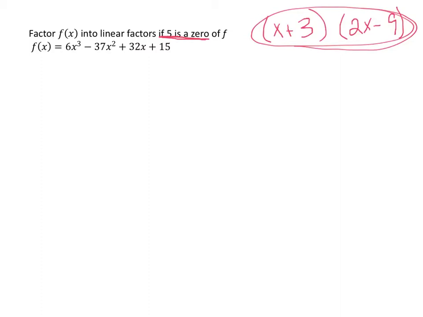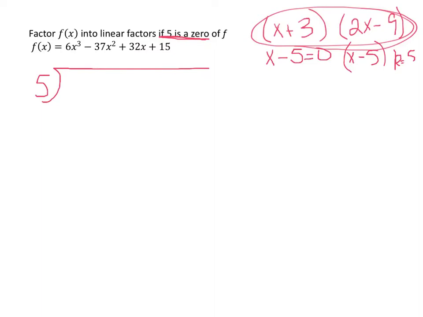And just so you can see what that looks like, if 5 is a 0, what that means is that x minus 5 equals 0, so x minus 5 is one of the factors, and that also means that k, in this case, is equal to 5 for when we set up our synthetic division. So we set that up, and we know our remainder should be 0.